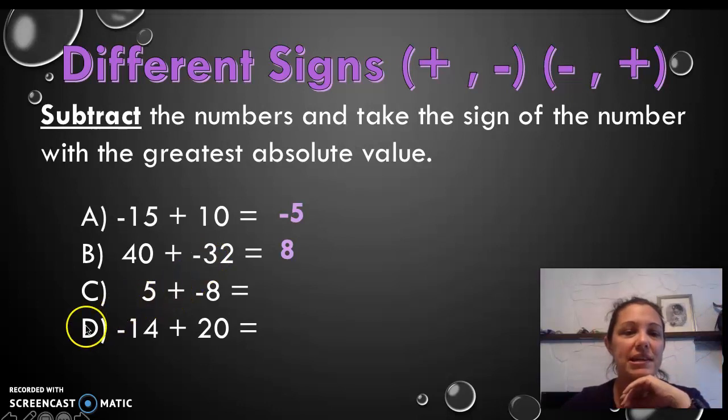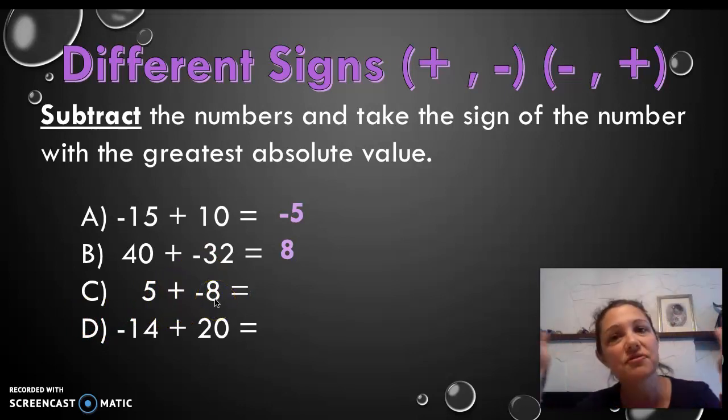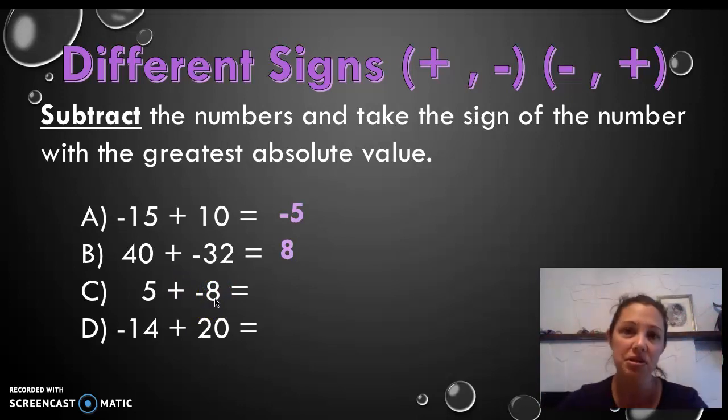All right, C. We've got smaller numbers here, much easier to think about. 5 plus negative 8. Remember what I said, we want to take those values and subtract them. So forget about the signs, 5 and 8. What do you get when you subtract 8 and 5? You get 3. So let's look at these. Which of these is a bigger number, 8 or 5? Well, 8's bigger, and it's negative. So my 3 is going to be negative.